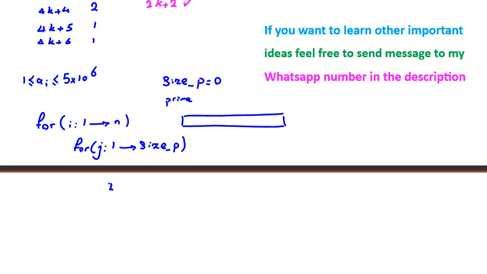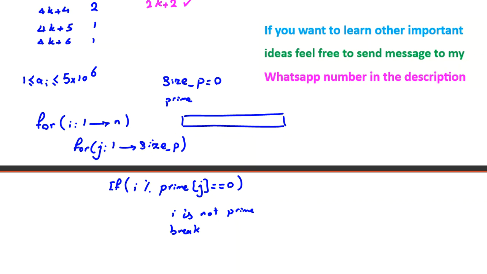You should check if, for example, I mod prime of j is 0, then I is not prime, okay? Then I is not prime, you should break and continue to the next numbers. And you need to only check up to which primes? Up to square root of I.